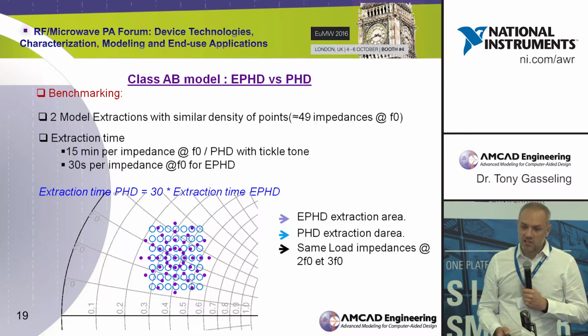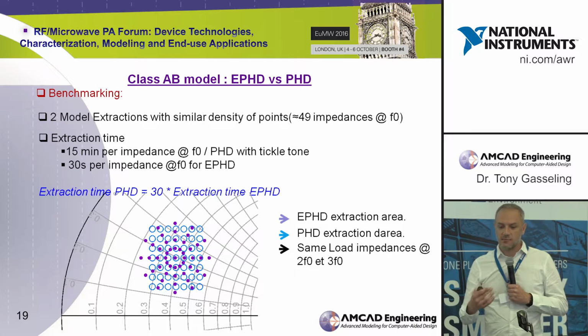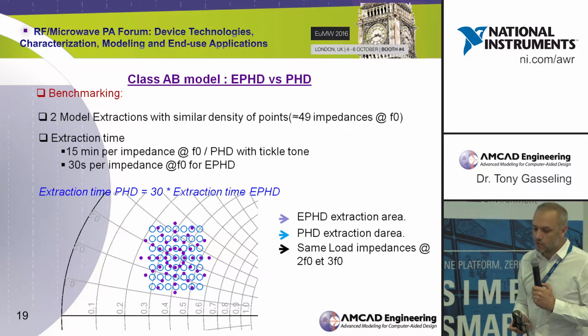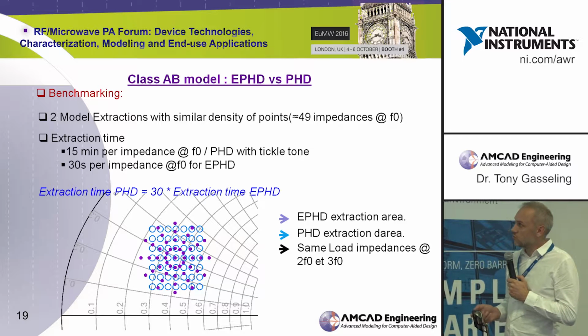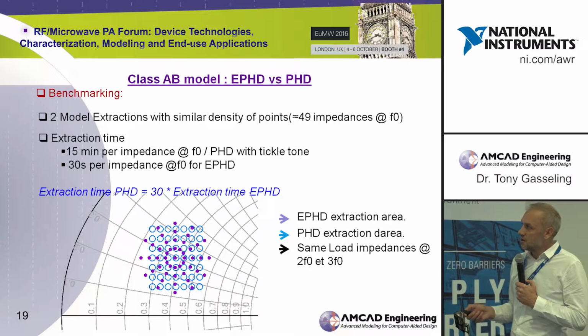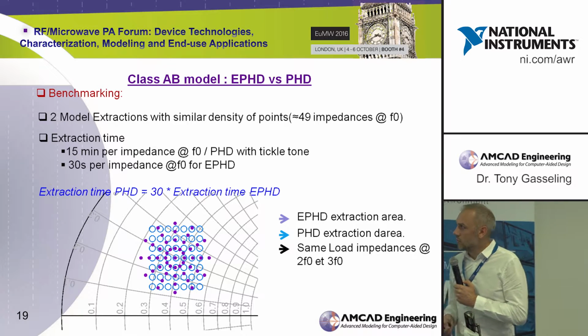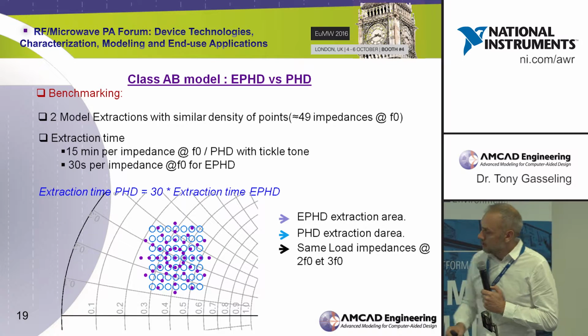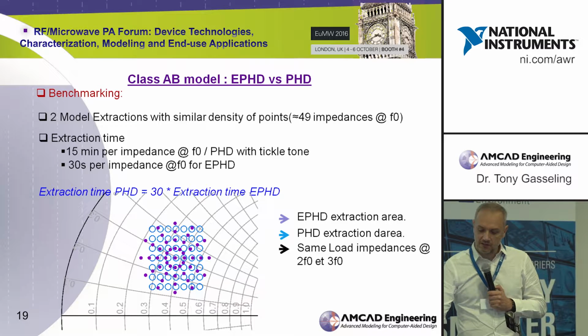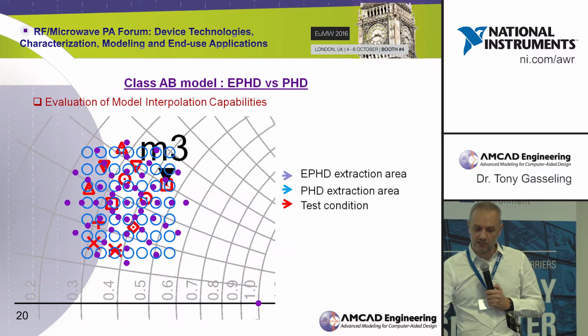So, we also made a benchmark using the legacy EPHD model and this enhanced EPHD model. In order to have a fair benchmark between these two models, we use the same density of impedance grid to extract the models. Our model has been done with the purple crosses here, and the classic EPHD extraction has been done with the blue circles. So we have more or less the same density. And the harmonic impedance has been fixed to the optimal area during these extractions.